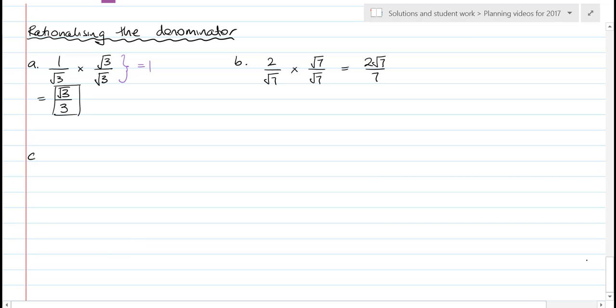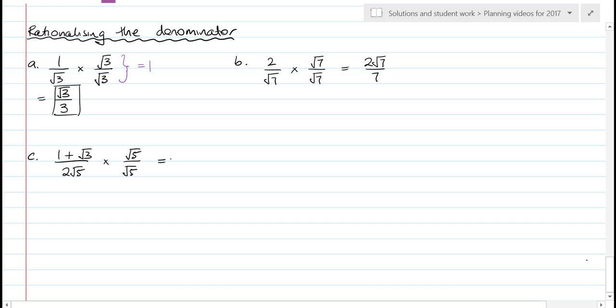And let's have a look at question C. 1 plus root 3 over 2 root 5. Now in this case, I want to multiply the denominator by root 5. You might find examples, and you might find people that teach that you multiply by 2 root 5. It will achieve the same purpose. Either way, I'm going to go with just multiplying by the actual surd. I'm going to multiply the numerator by root 5 as well, so I keep that 1 that I'm multiplying by, root 5 over root 5 equals 1.